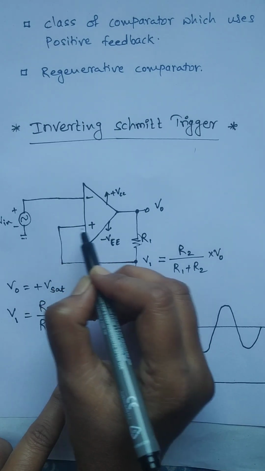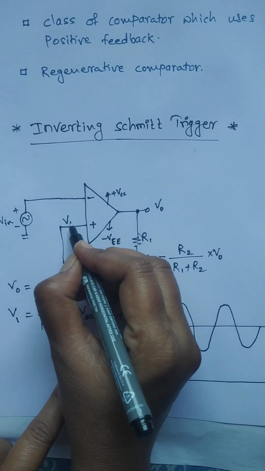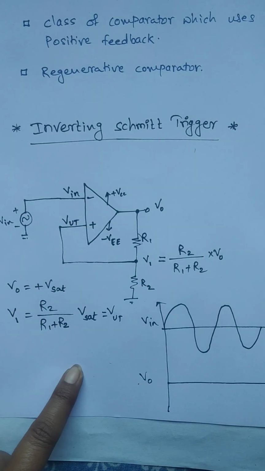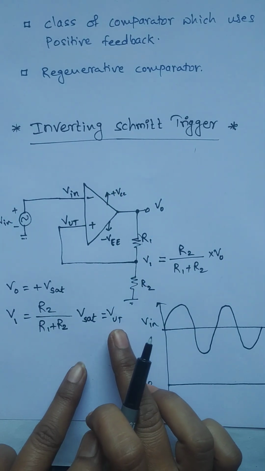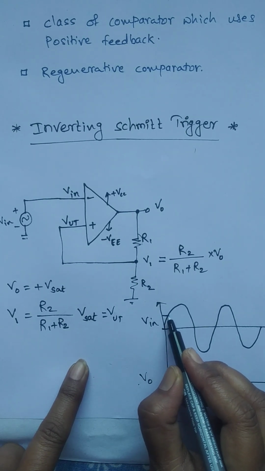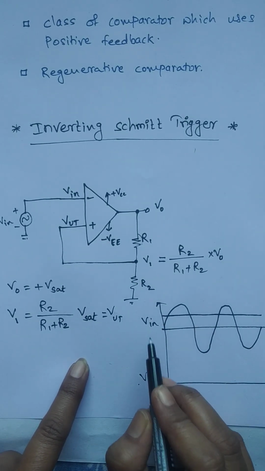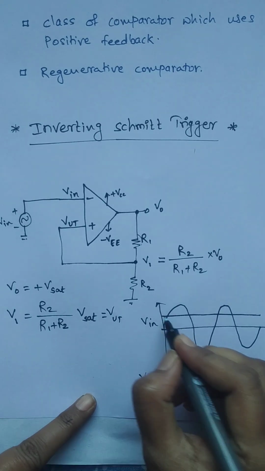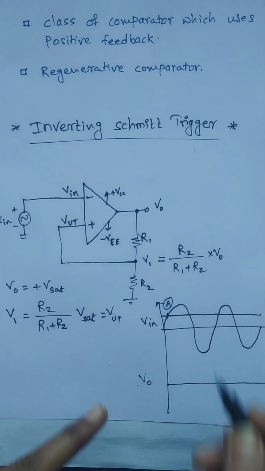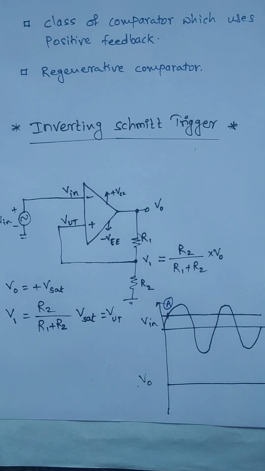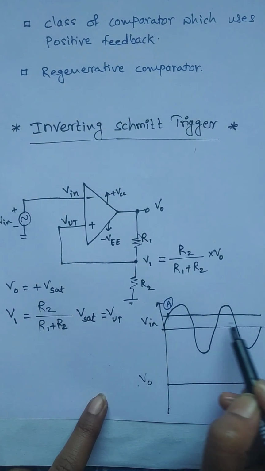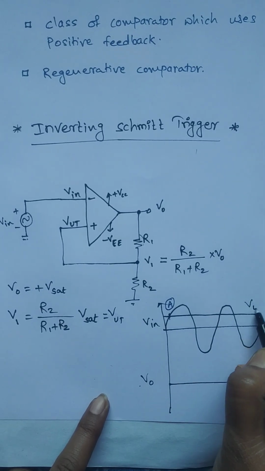Now V1 is nothing but the upper threshold voltage. You can see this is available at the non-inverting terminal. So VUT is available here, and Vin is available at the inverting terminal, and now it acts as a comparator. Now VUT is a fixed positive voltage, so I can draw it here, and this is my V input, the sine wave. Okay, so what will happen? This is my point A. Now start comparing. As you have studied in the comparator video, there will be a comparison between Vin and VUT. This is the VUT level.